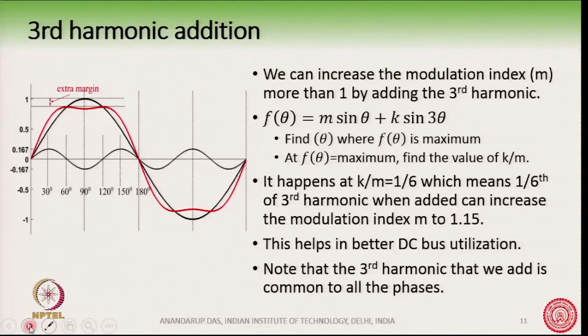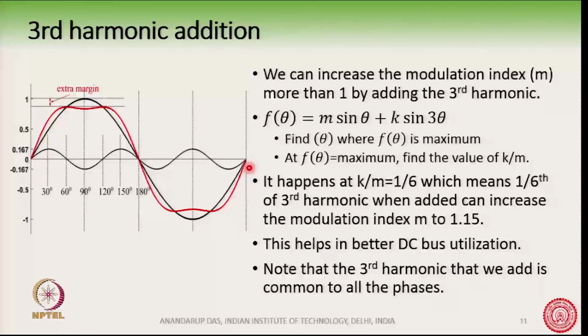So, how do we know now what is the exact magnitude of third harmonic we can add? What is the exact magnitude of third harmonic that we should add so as to get the maximum out of the sinusoidal PWM? So, here we see that there are two waveforms. This is the fundamental waveform, and then we also have the third harmonic which we have added, and the red colored waveform is the resultant waveform after adding the third harmonic.